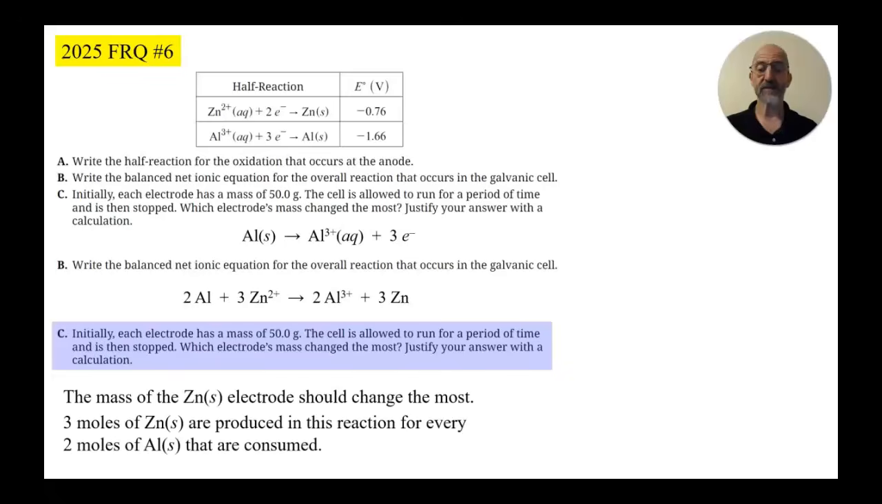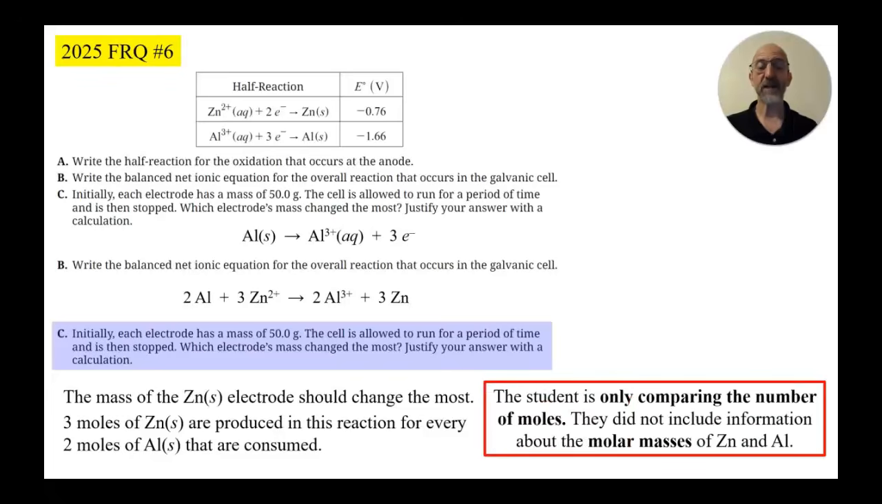What they said was, well, the mass of the zinc electrode should change the most, because there's 3 moles of zinc produced for every 2 moles of aluminum that are consumed. And are they comparing the grams? No, they're actually comparing the number of moles. So the student is only comparing the number of moles. They did not include information from the periodic table about molar masses. So moles only is not a satisfactory explanation.